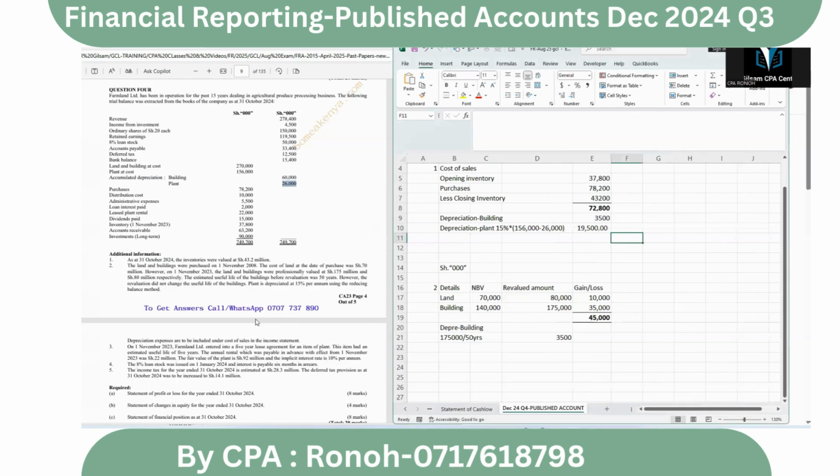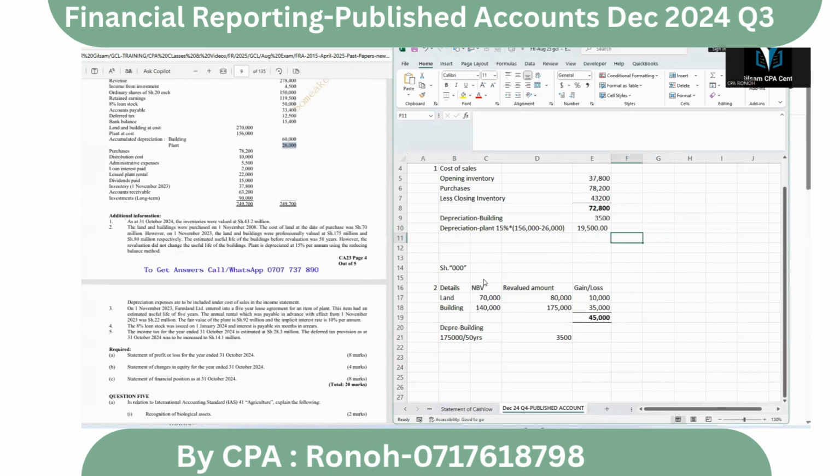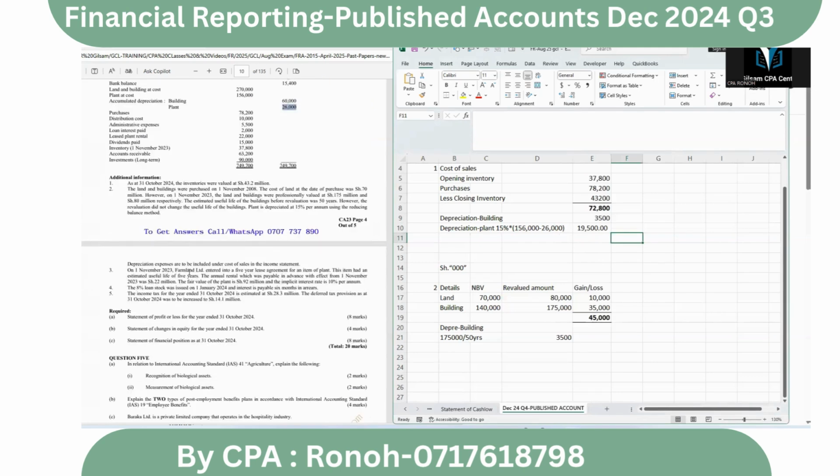Now we are done with note number 2. Go to note number 3. On 1st November 2023, Farmland Limited entered into a 5-year lease agreement for an item of plant. This item had an estimated useful life of 5 years. The annual rental, which was payable in advance with effect from 1st November 2023, was 22 million. The fair value of the plant is 92 million, and the implicit interest rate is 10% per annum.